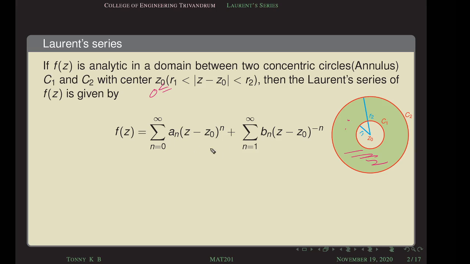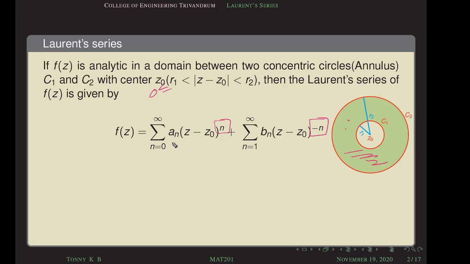What is the major difference between Taylor series and Laurent series? Taylor series contains only the positive powers of z minus z naught. But in the case of Laurent series, it contains not only the positive powers, it contains the negative powers of z minus z naught. When n equal to 1, this becomes (z minus z naught) raised to minus 1, that is nothing but 1 by z minus z naught. When n equal to 2, this becomes 1 by (z minus z naught) square, etc. So Laurent series contains positive powers as well as negative powers of z minus z naught. That is a major difference.